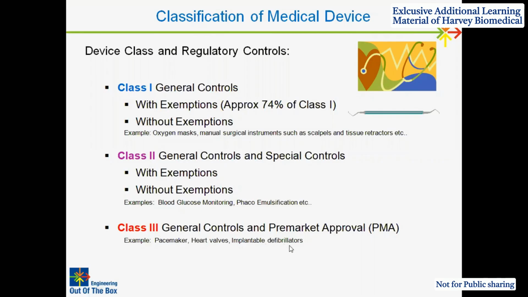Implantable defibrillators, heart valves and pacemakers fall under class 3, and for these we have to take a pre-market approval. It means before marketing we have to take an approval from the US FDA, then only we can launch into the market. And class 2 is a minor risk, like blood glucose monitoring, infusion pumps and blood bags. And class 1 is oxygen masks and manual surgical instruments such as scalpels and tissue retractors, which they use in the operation theater.